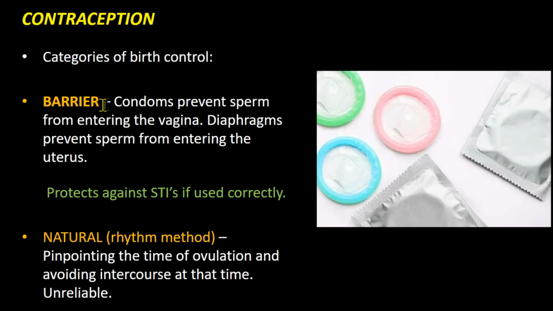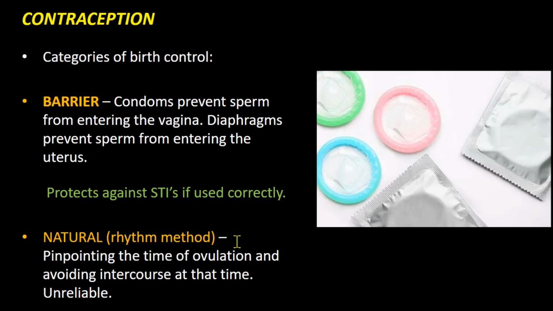First, let's start with barrier methods of contraception. Condoms prevent sperm from entering the vagina because they cover the penis and the urethra. Diaphragms prevent sperm from entering the uterus. These also protect against sexually transmitted infections if used correctly.